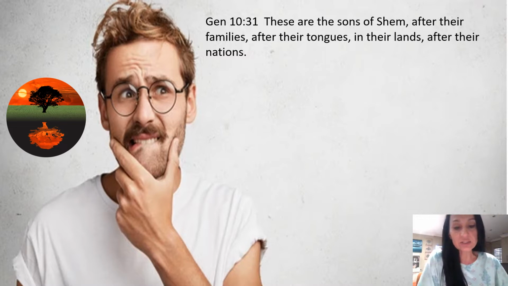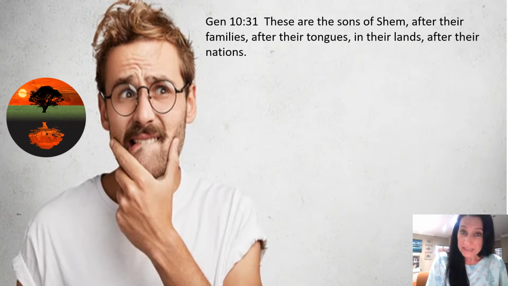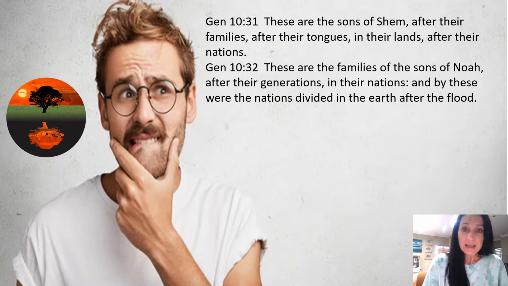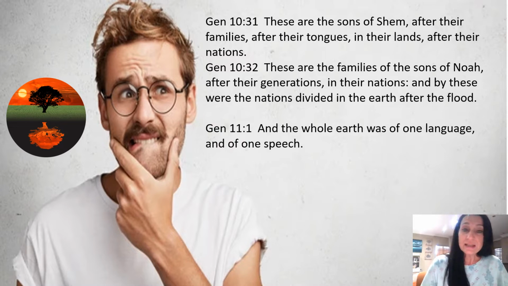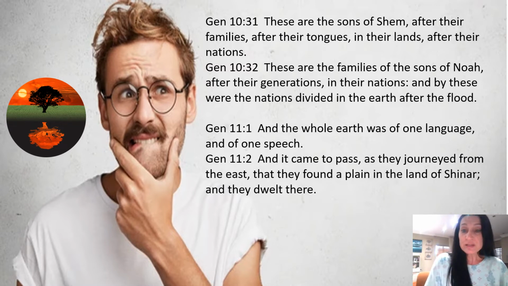She reads in Genesis 10 verse 31. These are the sons of Shem, after their families, after their tongues, in their lands, after their nations. And these are the families of the sons of Noah, after their generations, in their nations, and by these were the nations divided in the earth after the flood. The sons of Noah, of course, ne? Then in the next chapter, she reads that the whole earth was of one language and of one speech. And it came to pass, as they journeyed from the east, that they found a plain in the land of Shinar, and they dwelt there.